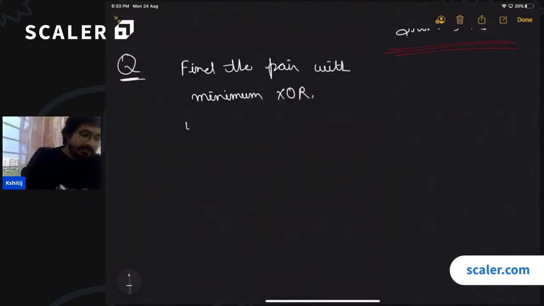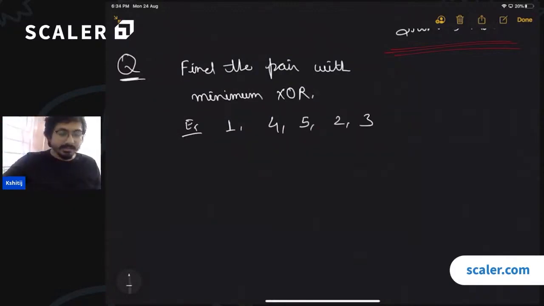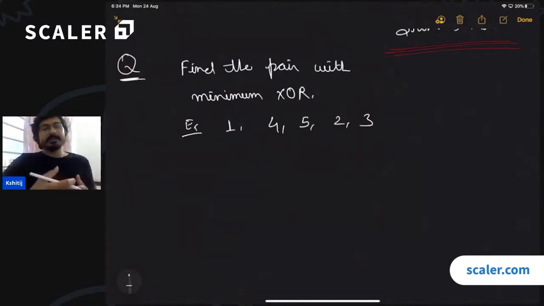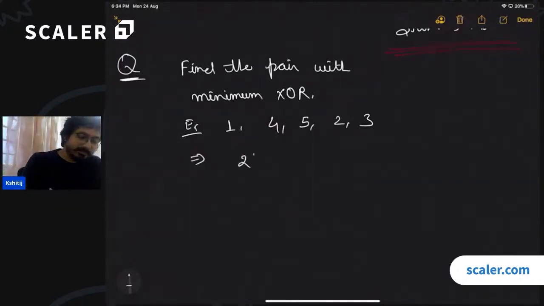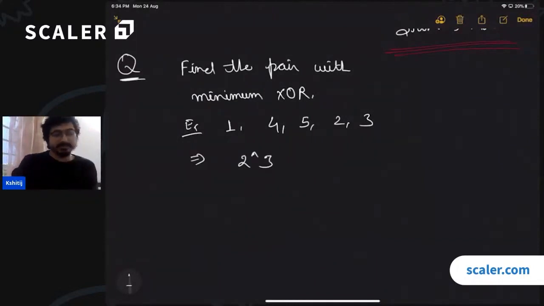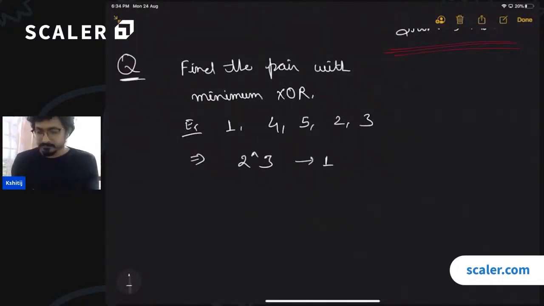For example, if you have 1, 4, 5, 2, 3 as your array, you have to find the pair that has got the minimum XOR. In this case, the minimum XOR is going to be between 2 and 3, which is going to be 1. So you have to find the pair that has got the minimum XOR.